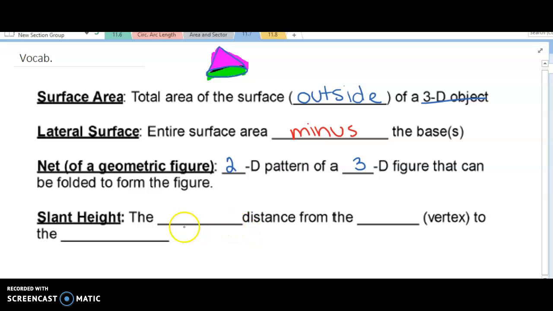And then slant height is just the slanted distance from the apex to the base. Think of a cone, though you have slant height for things other than a cone. A cone looks like this. The height of this cone would be from here straight down, perpendicular. The slant height would be from here on the outside to the base. So it's literally slanted.